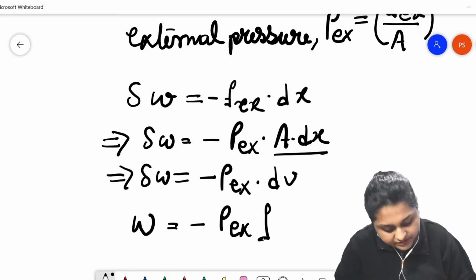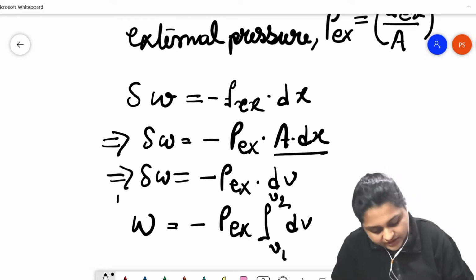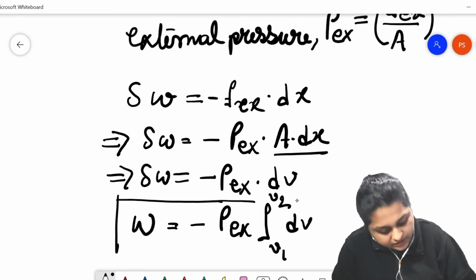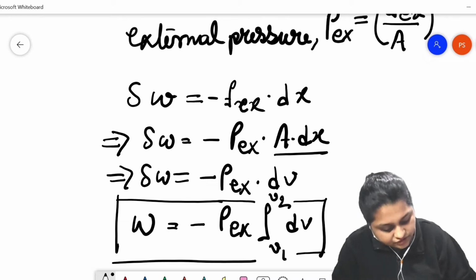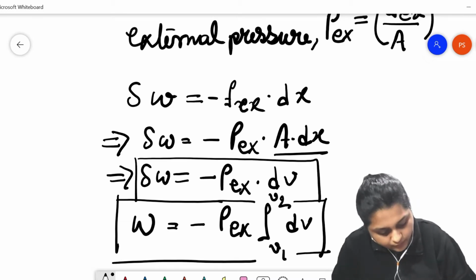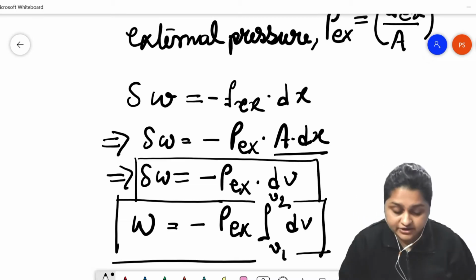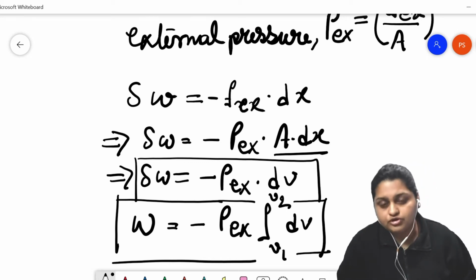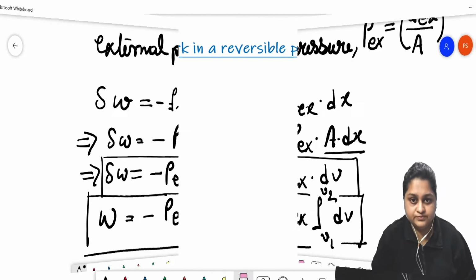W equals minus Pex, integration from V1 to V2, dV. So this is going to be our general expression for the work that we can get after doing some mechanical work, that is, pressure-volume work.